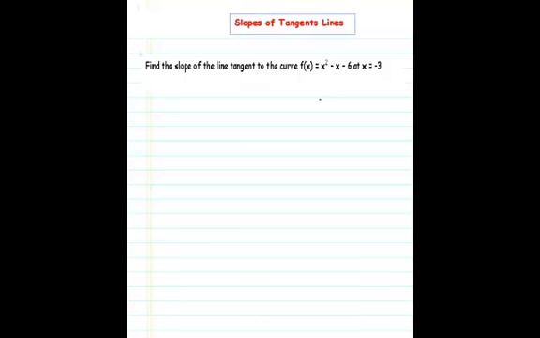Today's lesson, we'll be learning how to calculate the slope of a line tangent to a curve at a given point. The example that we have asks us to do just that for the curve f of x equals x squared minus x minus 6, and we'll want to find the slope at x equals negative 3.